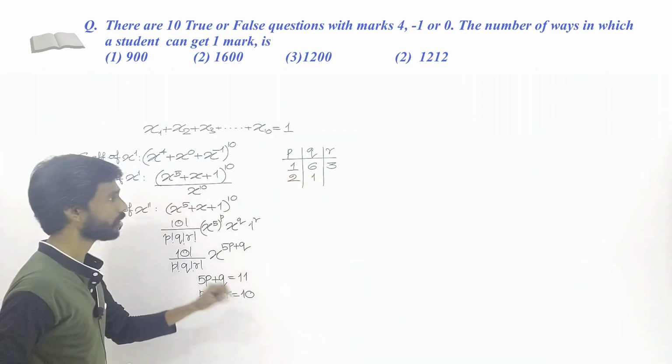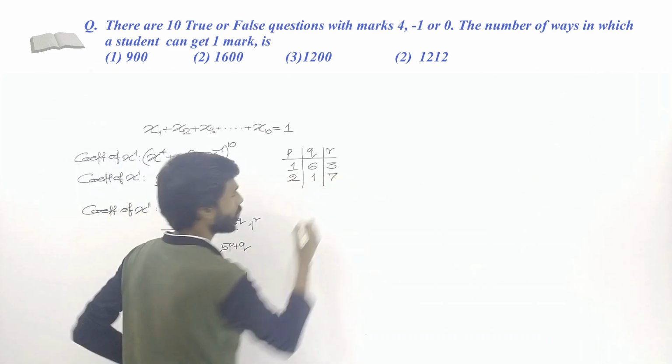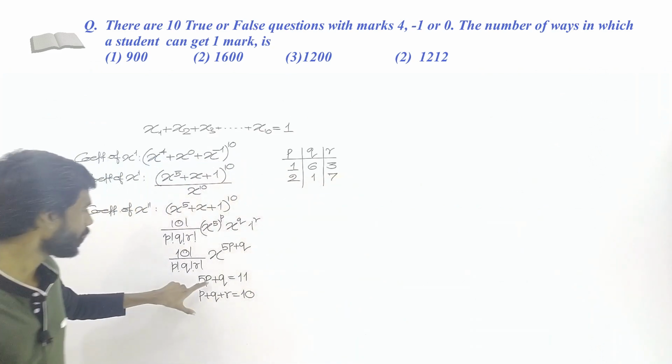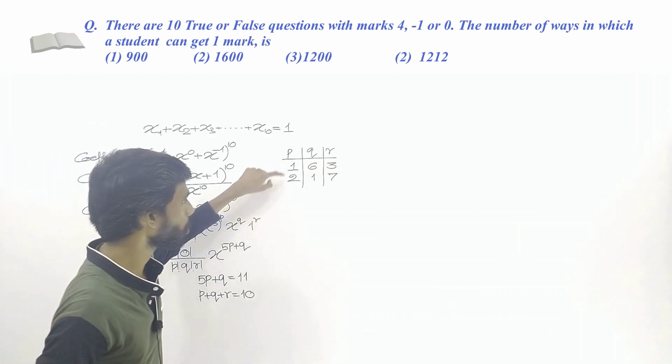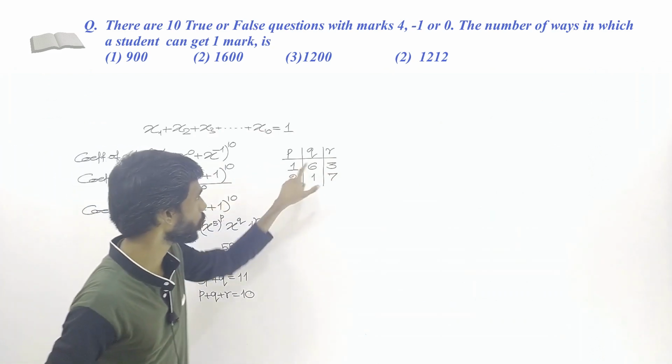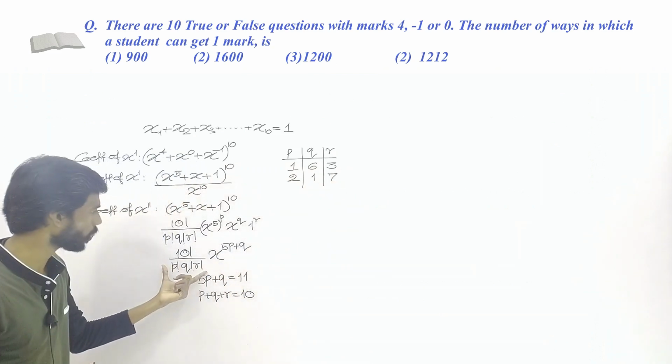In that case, r is 7. That's all. These are the only possibilities, because if you take the next value p3, that will exceed our limit. So these are the only possible combinations. Let us take the first combination 1, 6, 3. That will give you one coefficient.